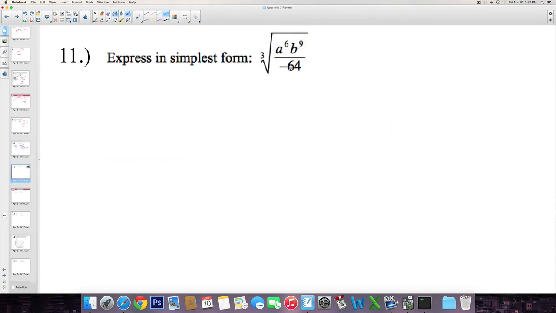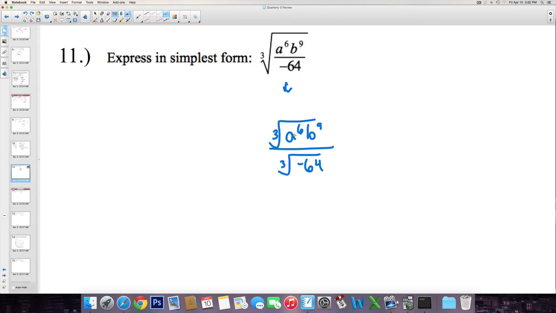Expressed in simplest radical form. So this is also equivalent to this. Now, I don't know if that helps you out, but we can take it one step at a time now.